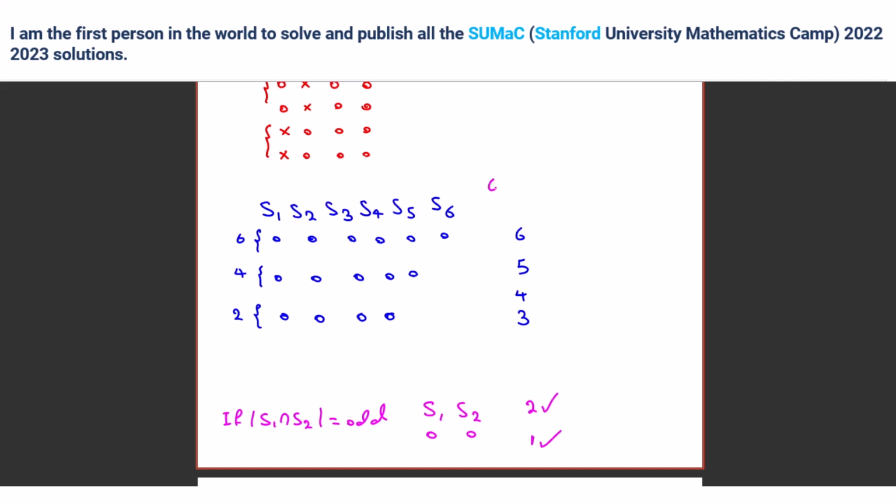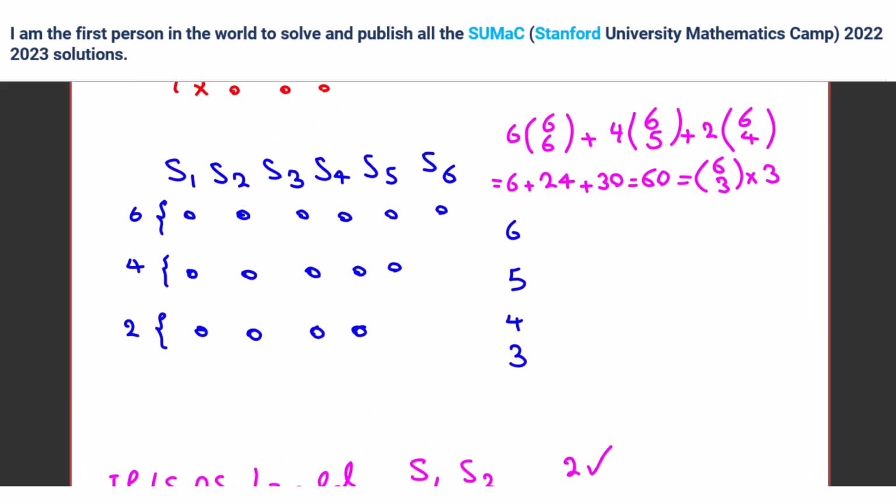Now, by this case, 6 times 6 choose 6 plus 4 times 6 choose 5 plus 2 times 6 choose 4. It's the number of elements, and it is equal to 6 plus 4 times 6, 24, plus 2 times 15, 30, which is 60, which is exactly equal to 6 choose 3 times 3.